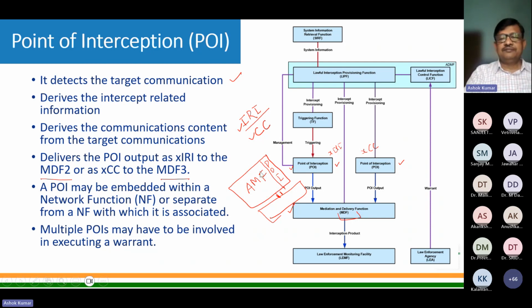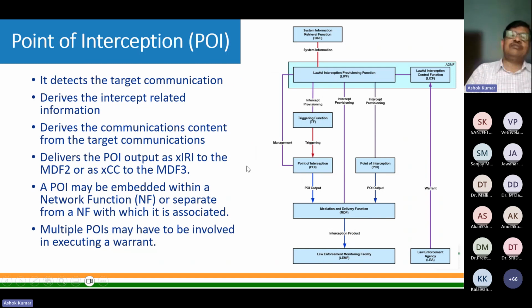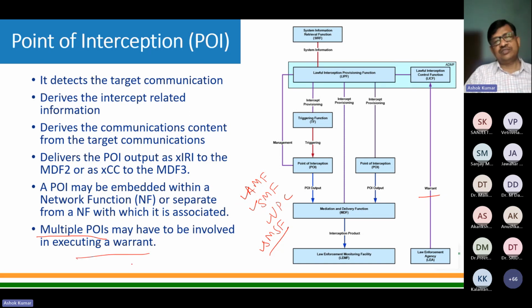So whenever there is a warrant from LEA, can you think how many network functions we have to provision? Whenever LEA gives a warrant, a mobile number to intercept, maybe I need to provision AMF for IRI, maybe SMF for IRI, maybe UPF for call content, maybe SMS function for intercepting the SMS. So whenever there is a warrant, multiple network functions are involved for interception. So there will be multiple points of interception for a single warrant execution. So this is about POI.